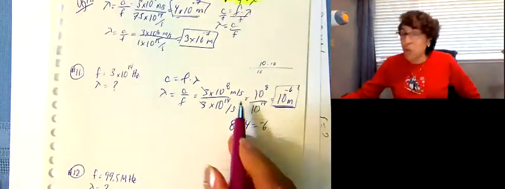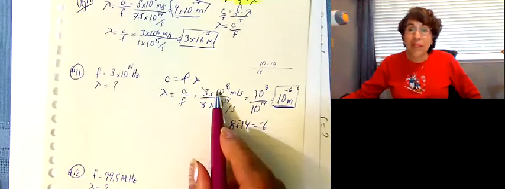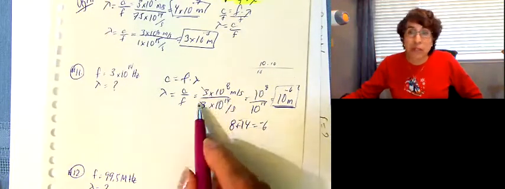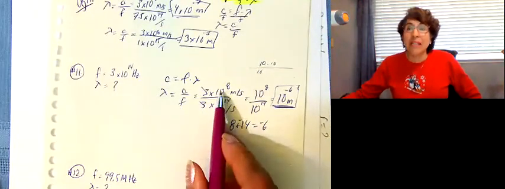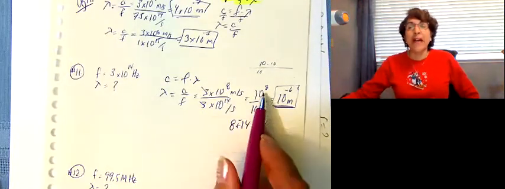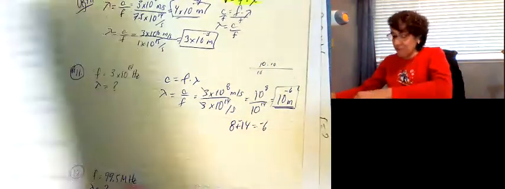And again, this was just more of a review of math. Yeah, you can punch that all out in your calculator, but maybe you would see that the threes cancel out because they're just factors. 10 to the 8th over 10 to the 14th, I just subtract those exponents and I get 10 to the negative 6. All right, next one.